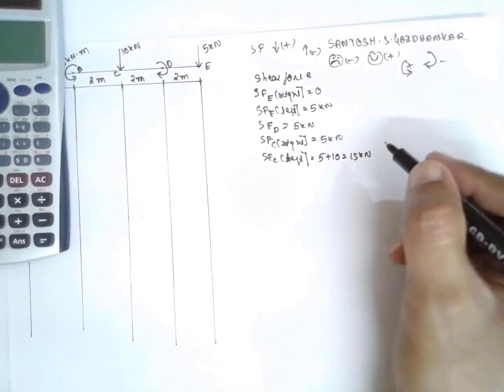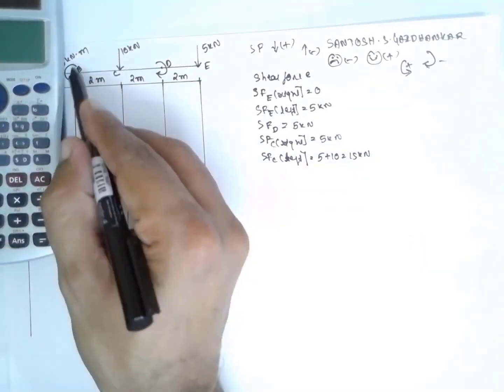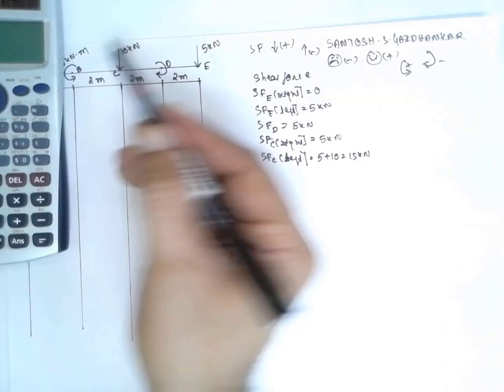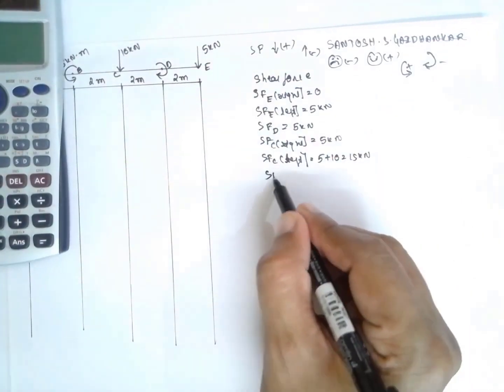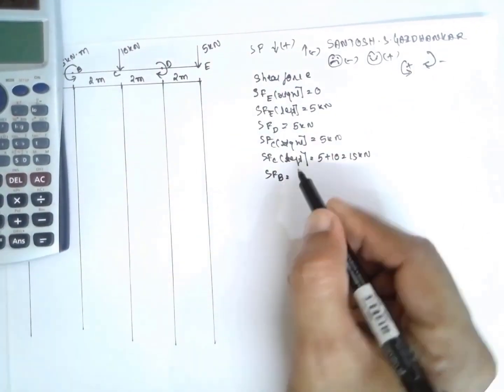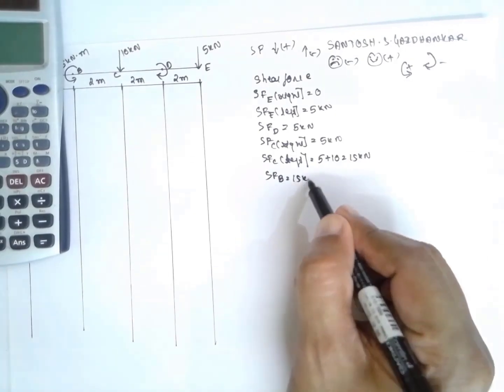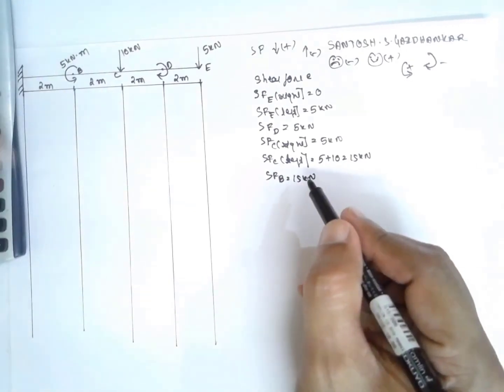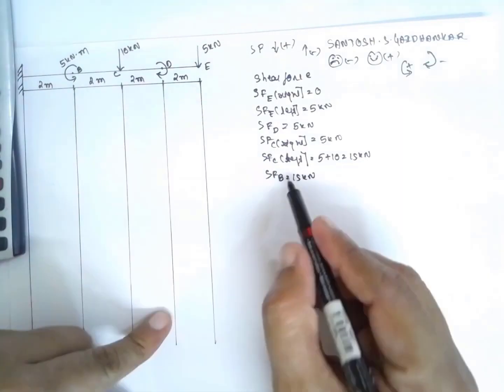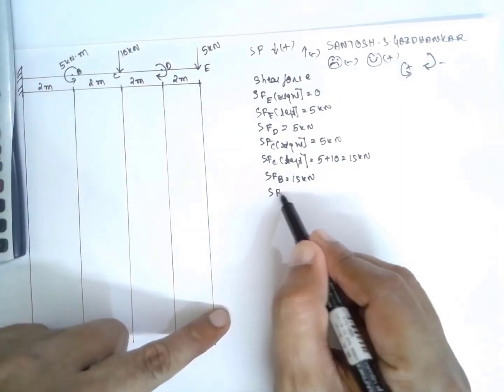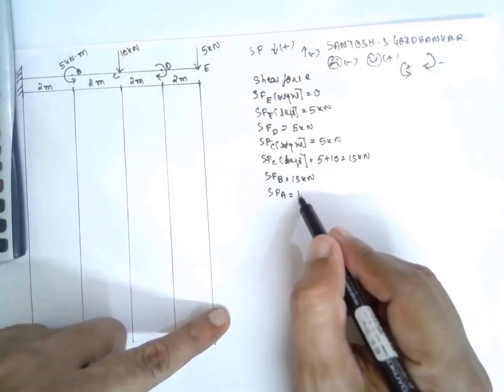Next, at B, there is no load, only a couple, therefore the shear force doesn't have any effect of the couple. B will be only the previous value, 15 kilonewton. Now the fixed end, there is no load, therefore a single value, SF at A will be the previous value, 15 kilonewton.